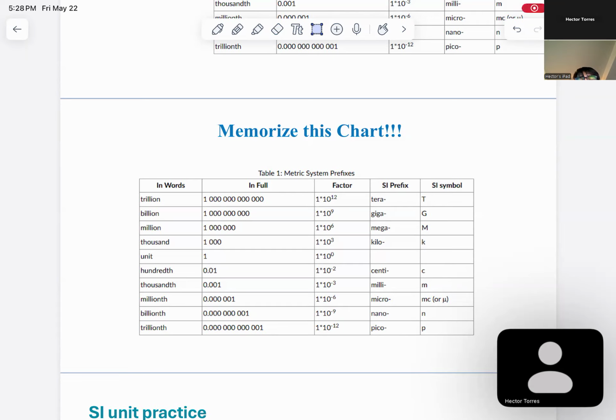I really like watching YouTube videos, pausing it before they start the problem, trying it by myself, and then watching the video. That way you can see if you understand it, but also see how somebody else does it. Okay, so make sure to memorize this chart as soon as possible.